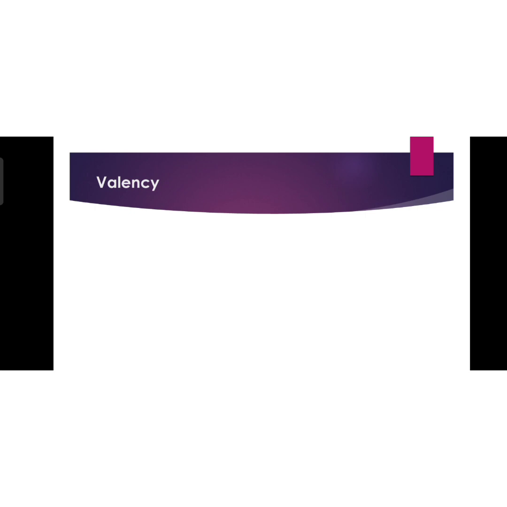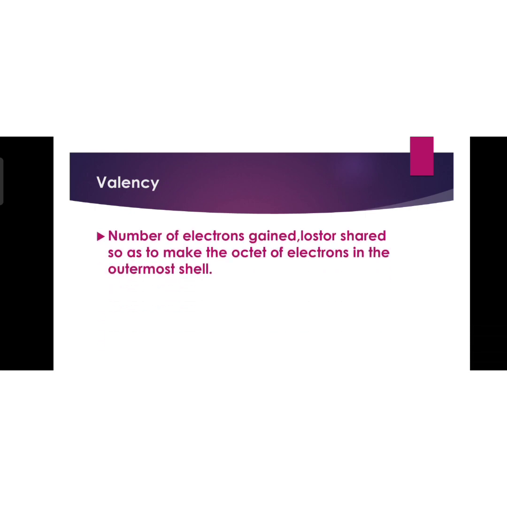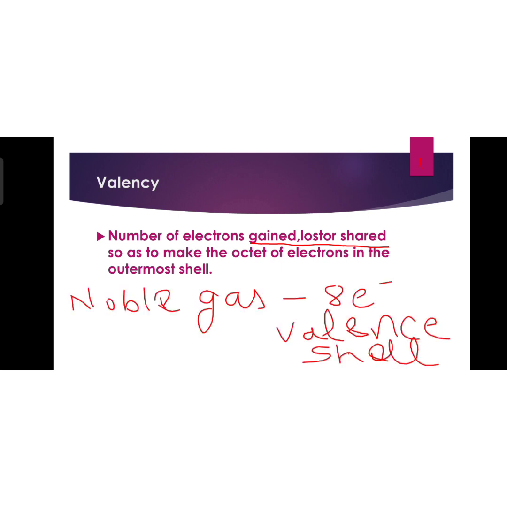Now, what is valency? Valency is defined as the number of electrons gained, lost or shared so as to complete the octet in the outermost shell. In order to attain stability, atoms tend to have the electronic configuration of the nearest noble gas. Noble gases have 8 electrons in the valence shell. The number of electrons lost, gained or shared by the atom to get 8 electrons in the valence shell is known as valency.